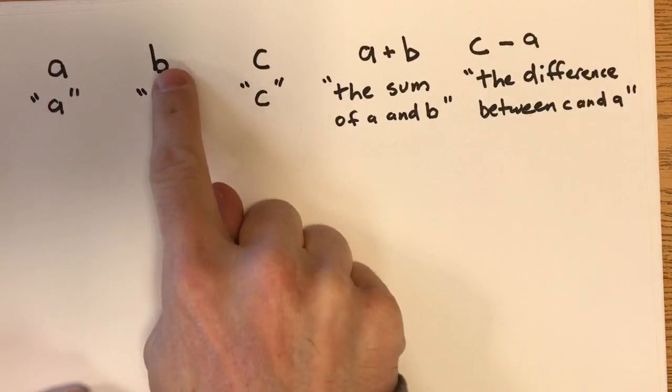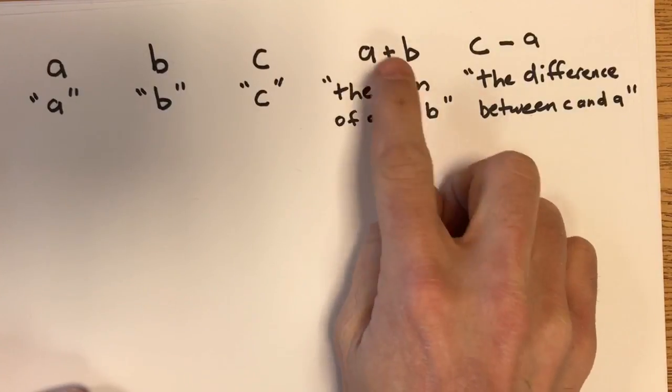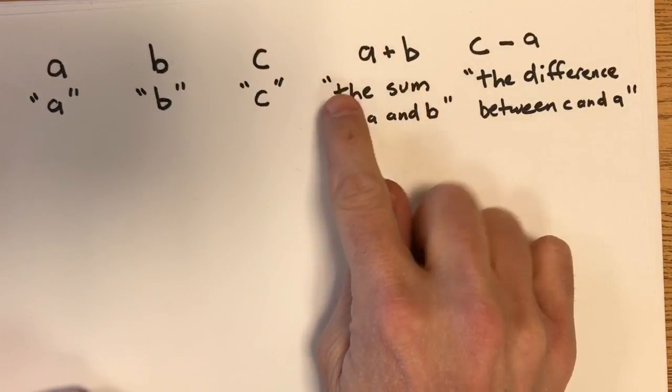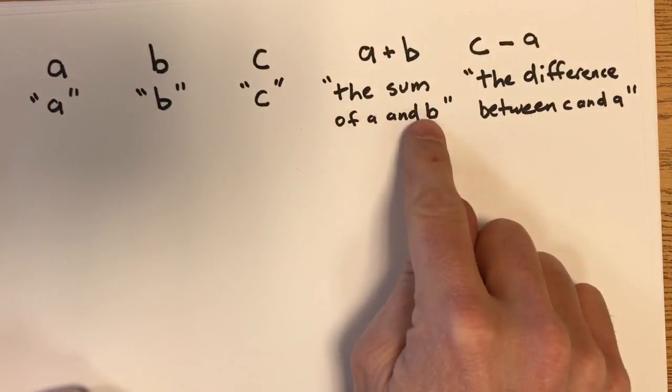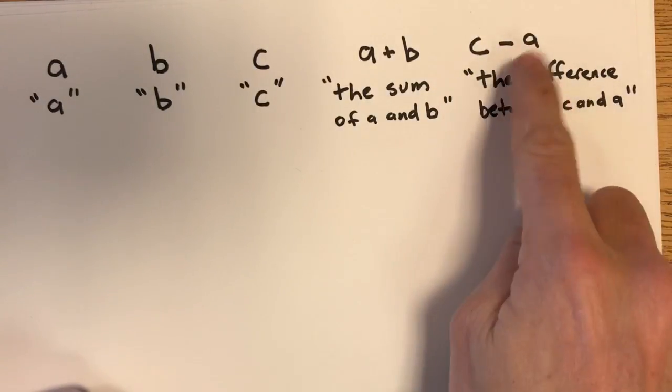Today we're going to be learning about expressions like these: A, B, C. And then we've got combinations like this one, which we call the sum of A and B, or maybe something like this, the difference between C and A.